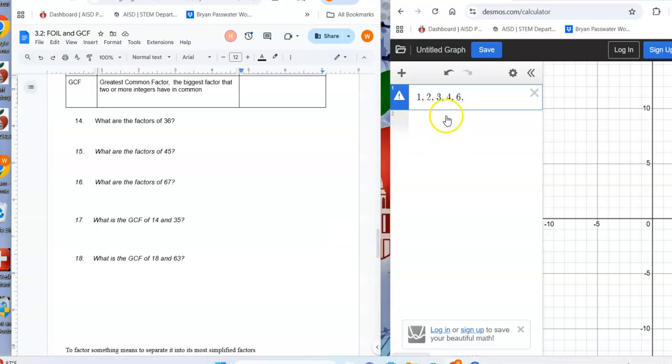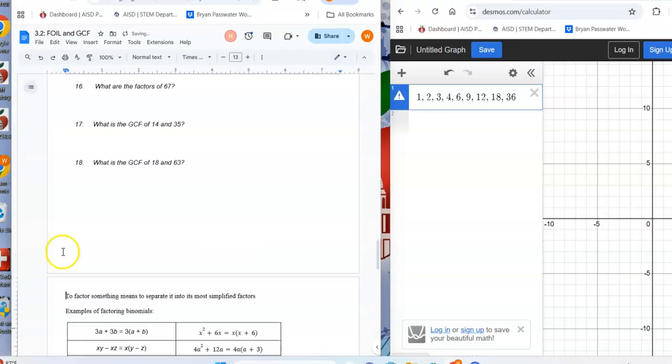Well, 36 divided by 4 is 9. 36 divided by 3 is 12. 36 divided by 2 is 18. And 36 divided by 1 is 36. So all of those are factors of 36. And not just the positive ones, the negative ones too.